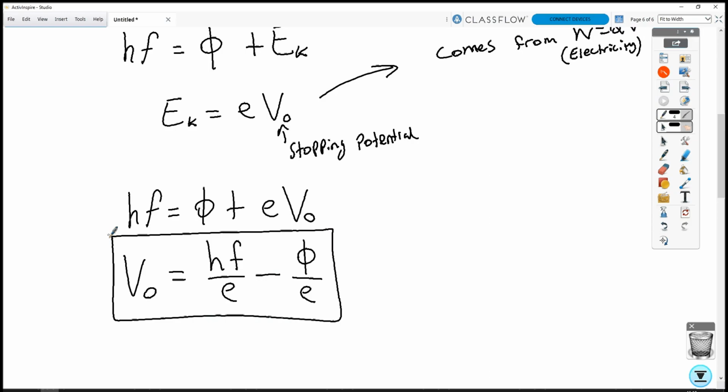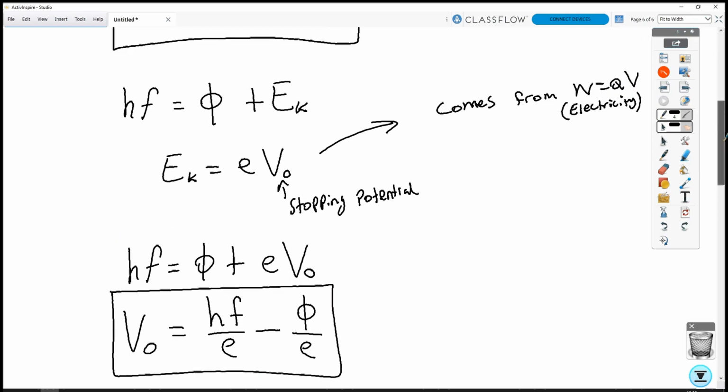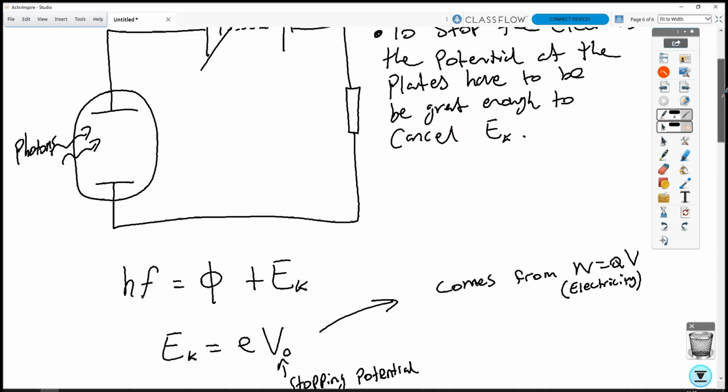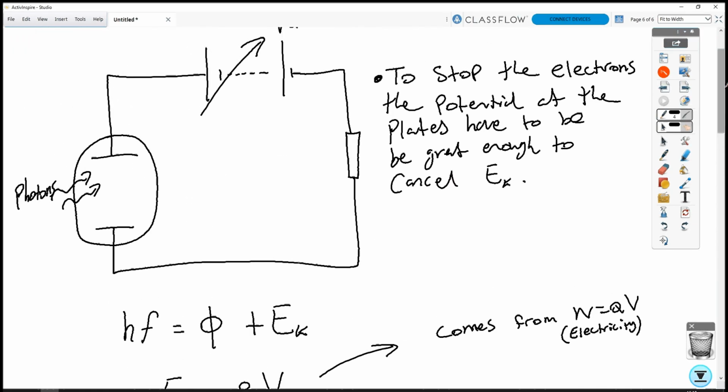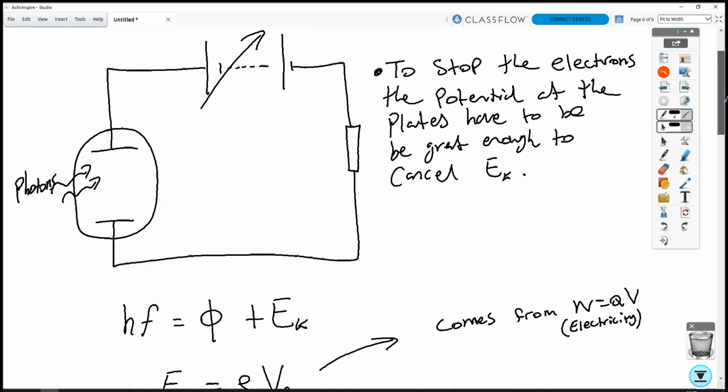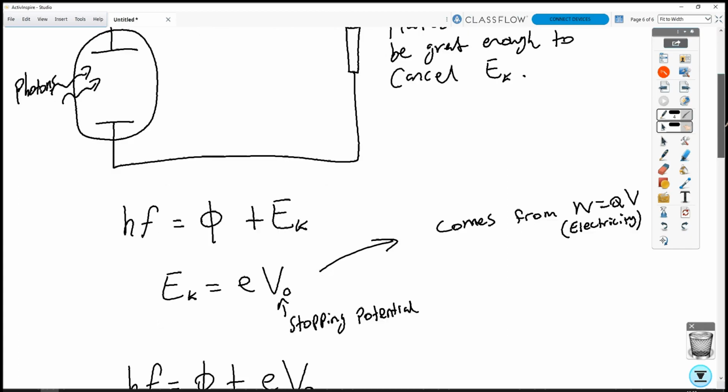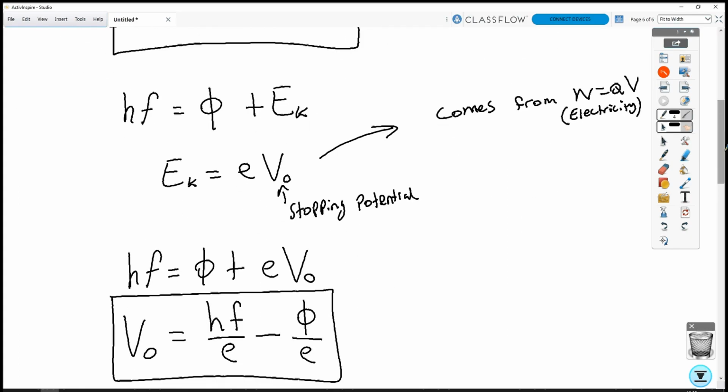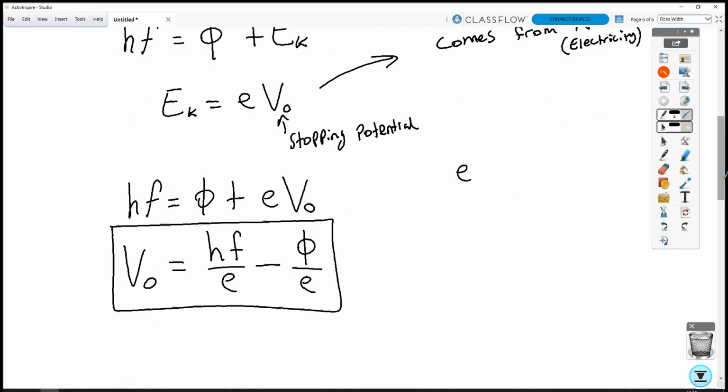Any questions? Say again? What is e? Is it number of electrons? Little e is the charge of the electron. So we can write that down as well. Little e is the charge of an electron.